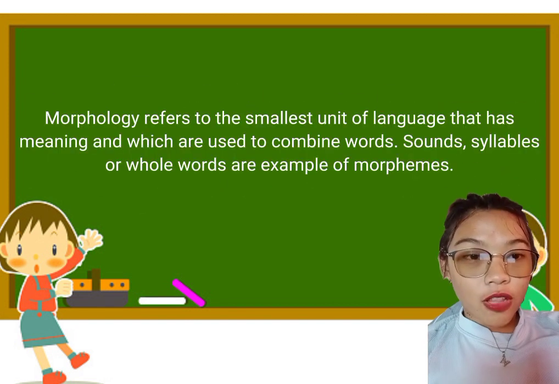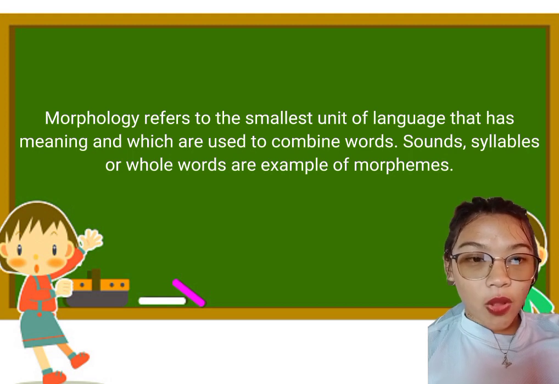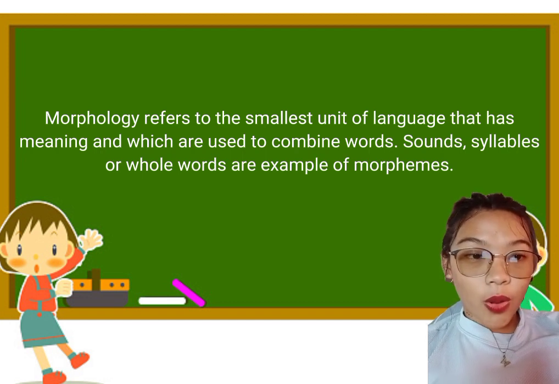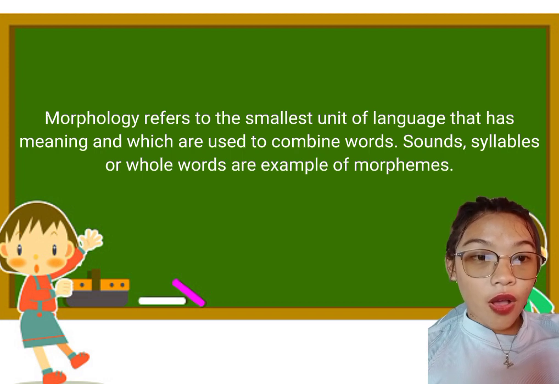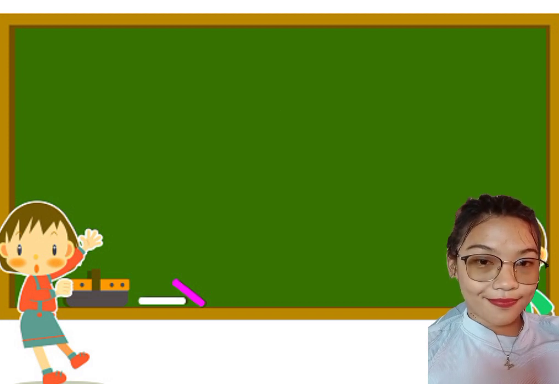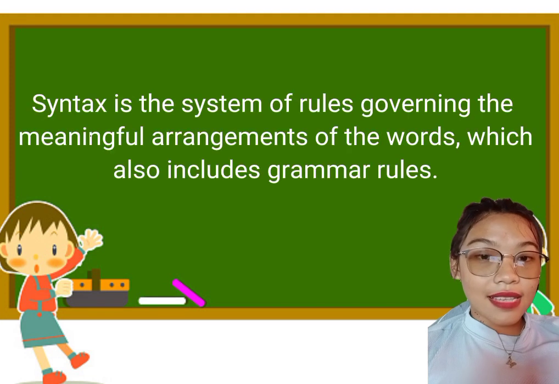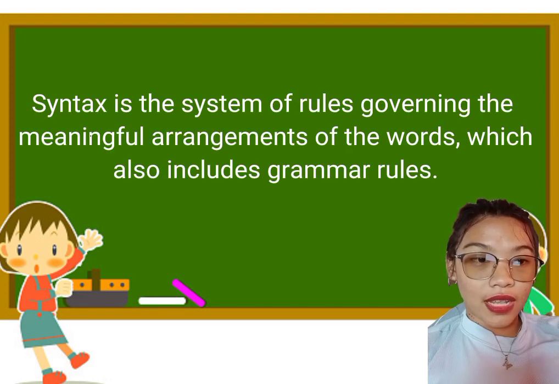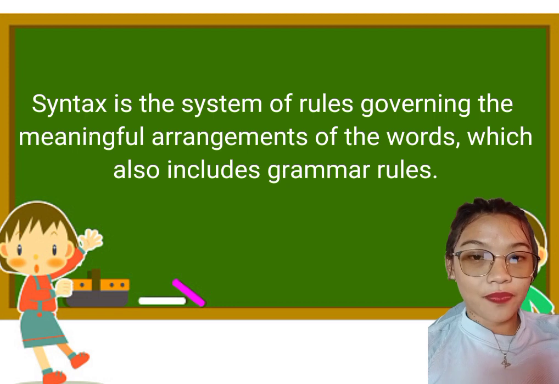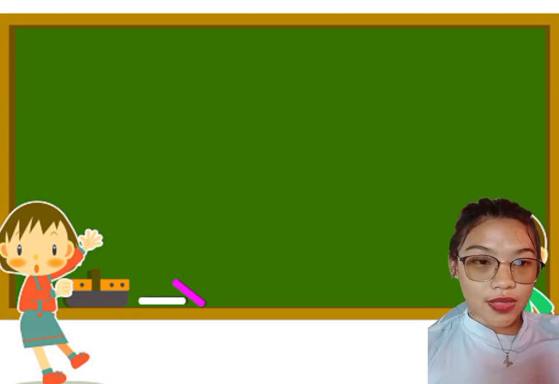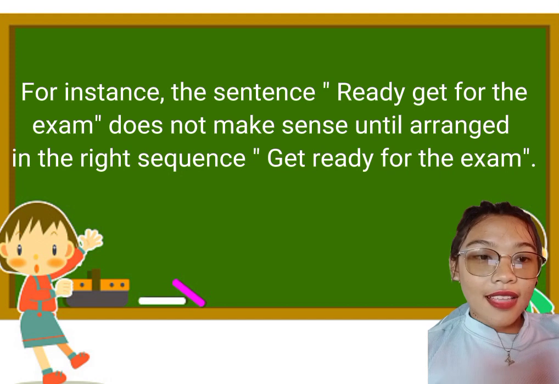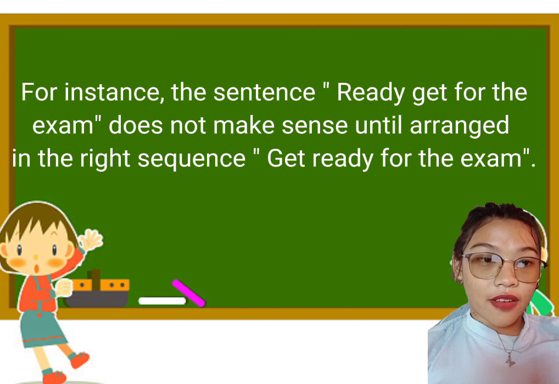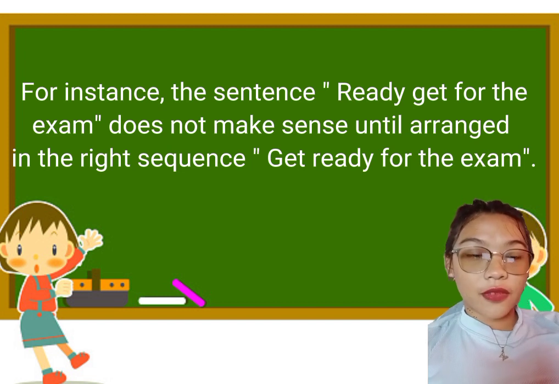Morphology. Morphology of a language refers to the smallest unit of language that has meaning and which are used to combine words. Sounds, syllables, or whole words are examples of morphemes. Syntax. Syntax is the system of rules governing the meaningful arrangement of words, which also include grammar rules. For instance, the sentence, "Ready get for the exam" does not make sense until arranged in the right sequence as "get ready for the exam."